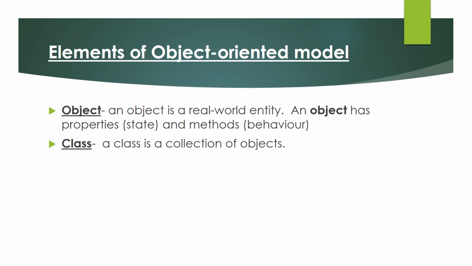A class is a collection of objects. That means if we collect these objects together, then they form a particular class. For example, let us consider a fruit class, and in that fruit class, objects like apple, mango, grapes, all these are the objects. So all these objects collectively form a particular class. And in the object based model, or you can say the object oriented model, we use the concept of these objects and classes.